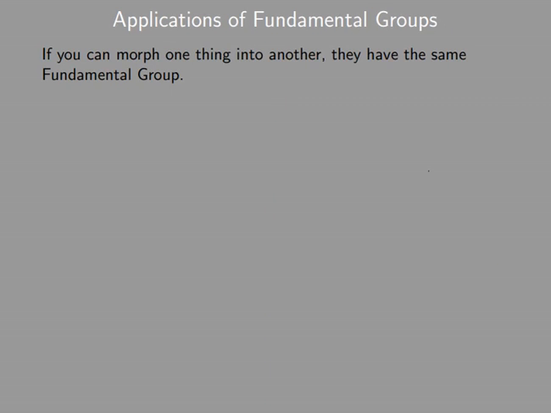Now consider some applications of fundamental groups. In particular, if you can morph one object onto another, then they have the same fundamental group. Note that having the same fundamental group does not imply morphisms both ways. That means that if you have two objects O and P and they have the same group, it's not necessarily true that O can be morphed onto P and that P can be morphed onto O. But if O is morphed onto P, then P will be morphed onto O.